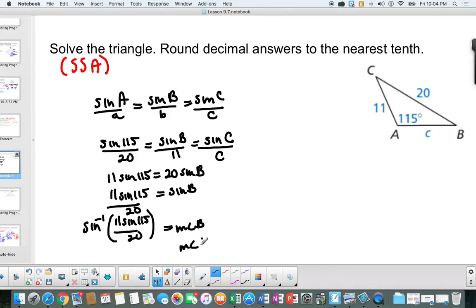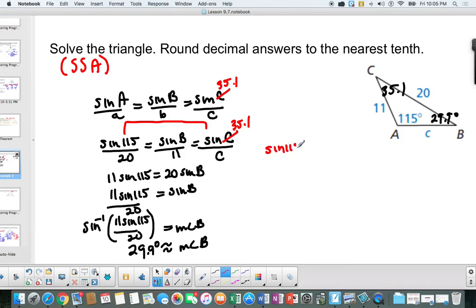And so the measure of angle B is approximately 29.9 degrees. So angle B is 29.9 degrees. Now I'm going to subtract from 180 those two angles that I am looking at. And when I do that, this angle C is going to be 35.1. So now this angle C is 35.1.